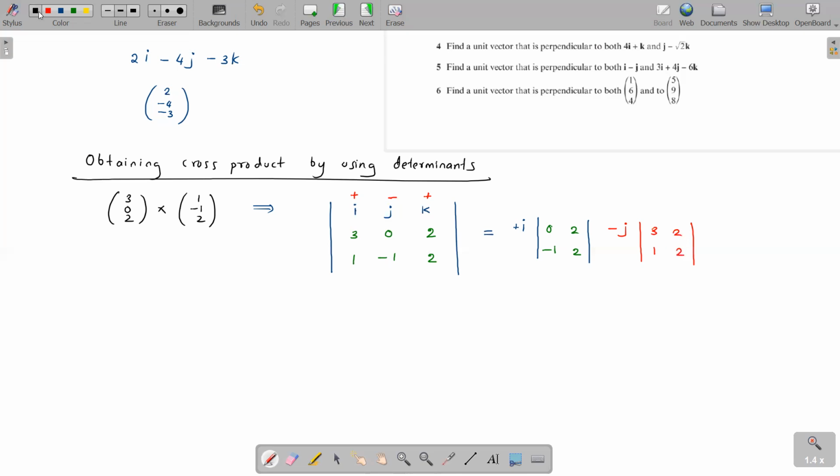And then finally, I am done with j. Then I have to go to k. So k times, what do we have here? Remove the row and column with k. 3, 1, 0, minus 1.